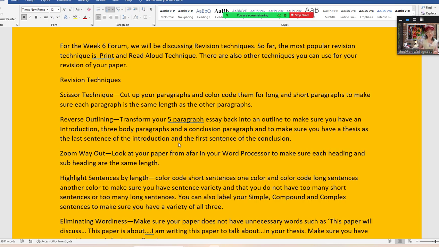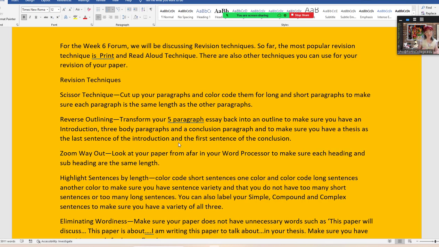Second, reverse outlining. In reverse outlining, you transform your 5-paragraph essay back into an outline to make sure that you have an introduction, 3 body paragraphs, and a conclusion. You also make sure you have a thesis statement that matches the topic sentences of your body paragraphs, and you make sure that your thesis statement is the last sentence of the introduction and the first sentence of your conclusion.